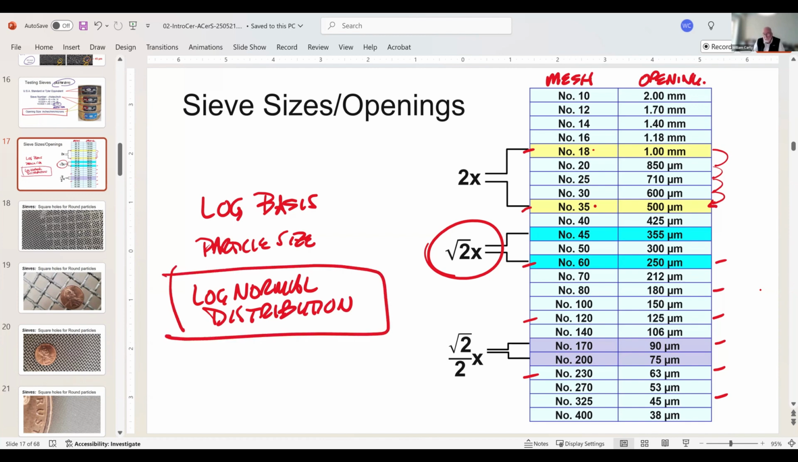Why is that important? Because everything is produced by grinding, and grinding produces, by and large, a log normal distribution.